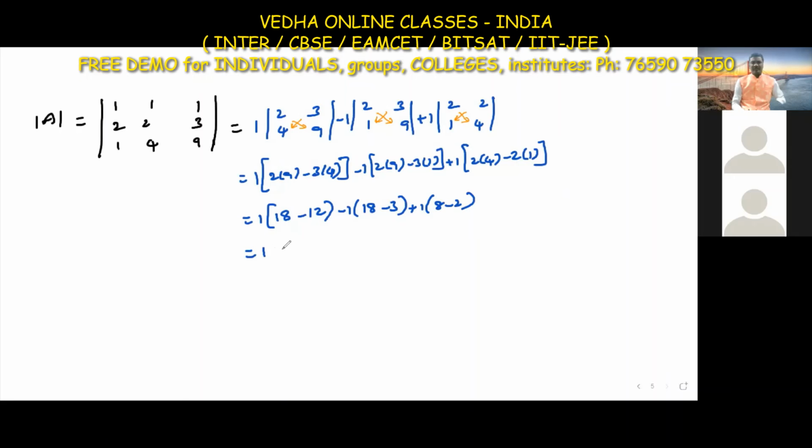So what do we get here? 18 minus 12 is 6. Minus, 18 minus 3 is 15, and 15 into minus 1 is minus 15. And 8 minus 2 is 6, and 6 into 1 is 6 only. 6 plus 6 is 12, and 12 minus 15 is minus 3.